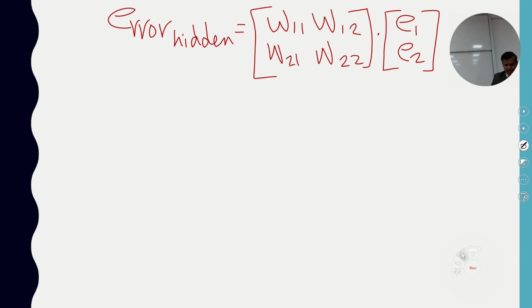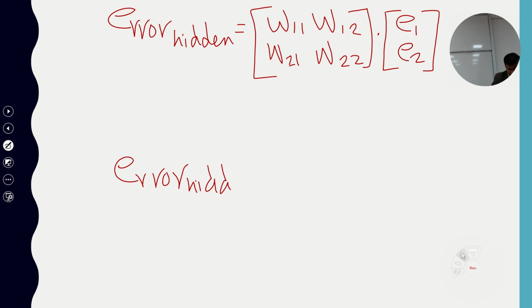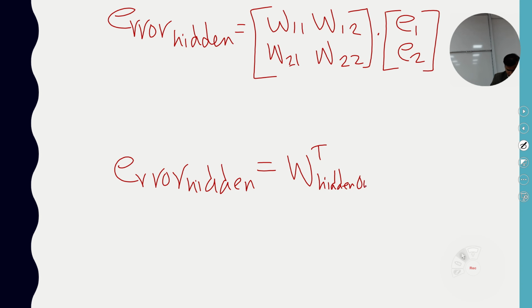This weight matrix is like the one we have constructed earlier, a similar matrix. If you take the transpose of this matrix, that is W transpose, we can see how this whole process can be easily manipulated. Transpose of the weights between hidden and output, because these weights are between the hidden layer and the output layer, times the error at the output.